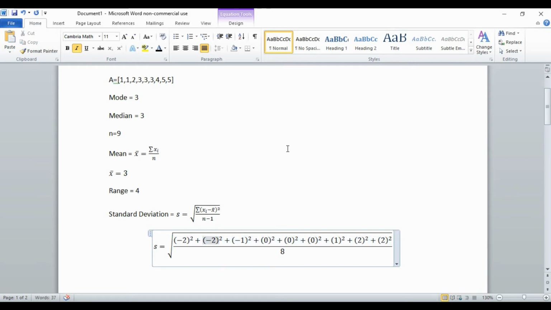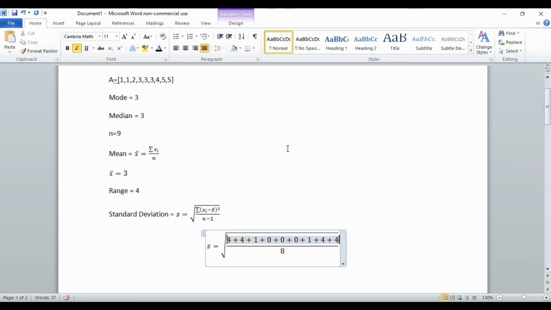Okay. So now that we have all of that, we're going to square. Negative 2 squared is 4. These should always be positive. Negative 1 squared is 1. 0 squared is 0. So that's going to be true for all of them. 1 squared is 1. 2 squared is 4. And 2 squared is 4.